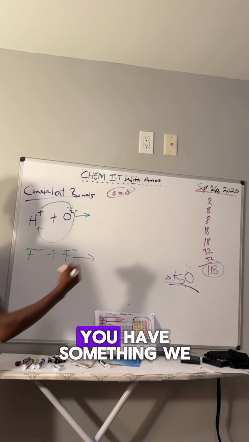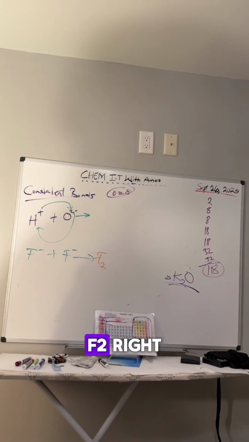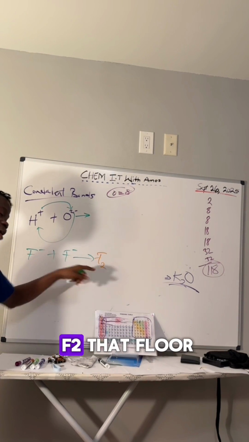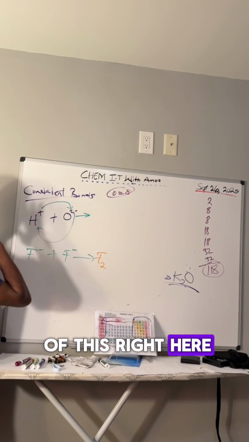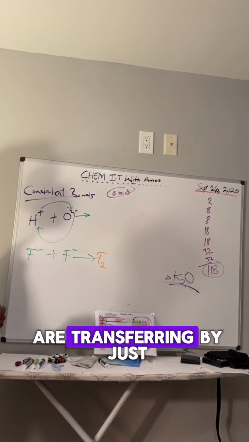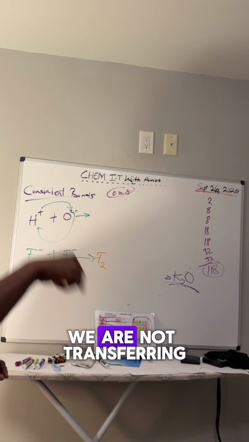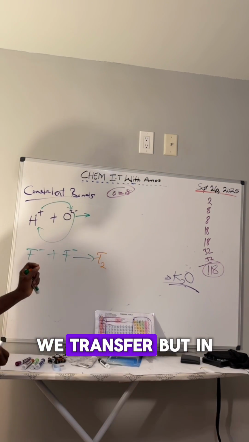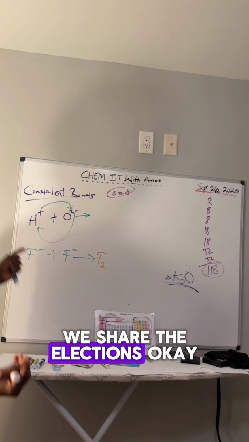To write that now, you will have something we call F2, where you have 1 fluorine here and 1 fluorine here. F2, difluorine. So in this case right here, it looks like we are transferring. By just seeing this, we are transferring. But logically, we are not transferring. But because of the charges right here, we transfer. But in the diagram form, we are not transferring. We share the electrons. Okay.